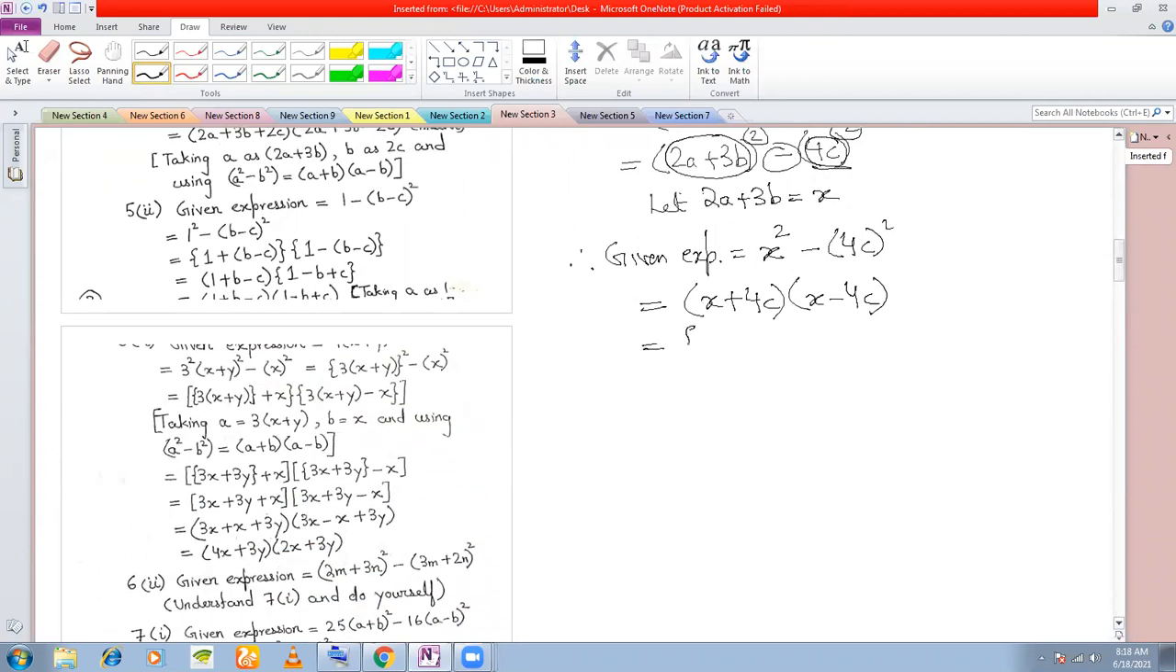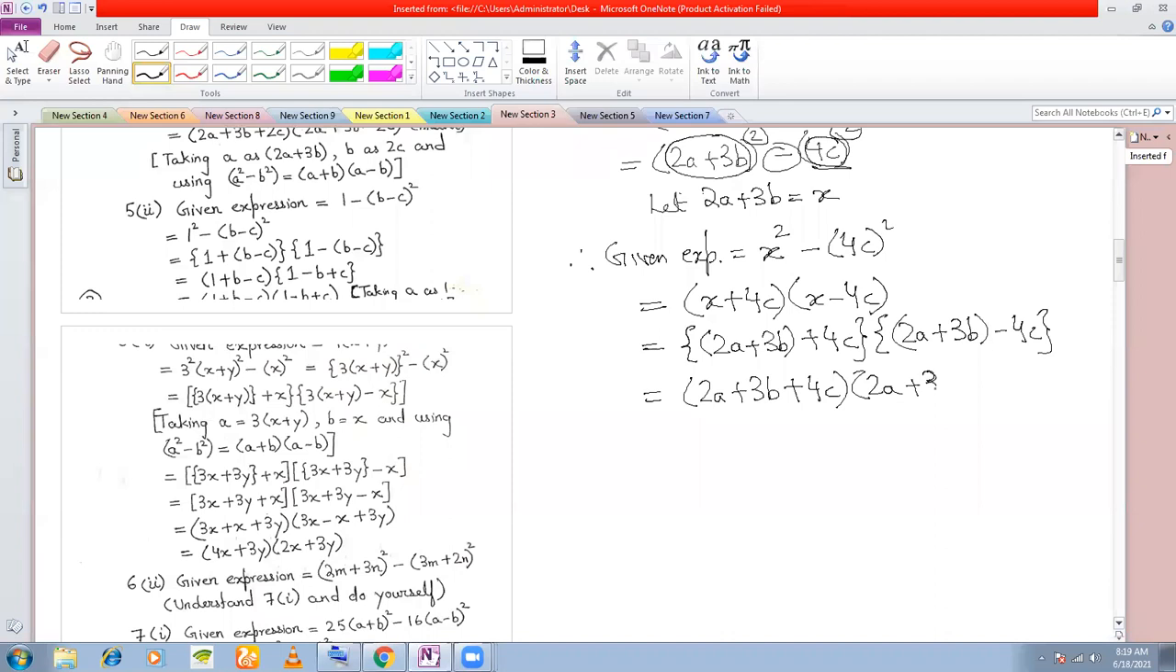Now what is x? Put back the value of x. x here is 2a + 3b. And in the second one, again you put back the value of x, minus 4c. So you have (2a + 3b + 4c) into (2a + 3b - 4c). And these are the required factors.